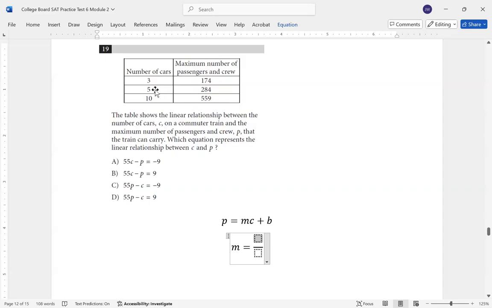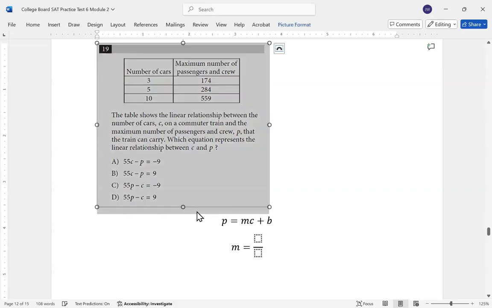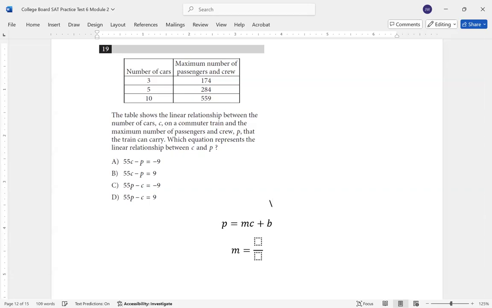And we have essentially 2 points. One is 5,284. The other is 3,174. You could also use 10,559 as one of the points. It doesn't matter. I will use the 2 points that are essentially 3,174 and 5,284.